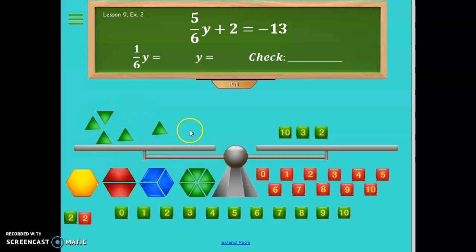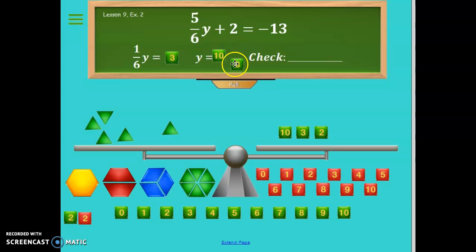So if we have 5/6 of y equals negative 15, then how much is 1/6 of y? 1/6 of y would be negative 3. And if 1/6 of y is negative 3, well then how much is y? I know that I will have 6 negative 3's, right? And so that's going to give us a value of negative 18.